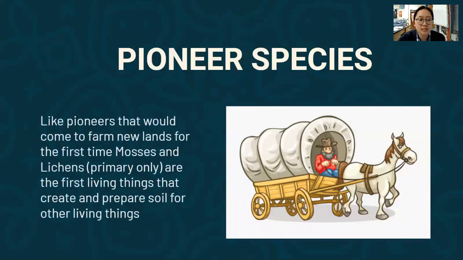A pioneer species is named such because pioneers are the first ones to explore or go and be in an area. So they're like pioneers that would come to farm new lands for the first time. Mosses and lichens are the only things that are able to live without any soil on the ground, really. So they're considered pioneer species because they're the first ones that appear in an area when it's going to be repopulated. This one in this case is primary succession because there's no soil initially.